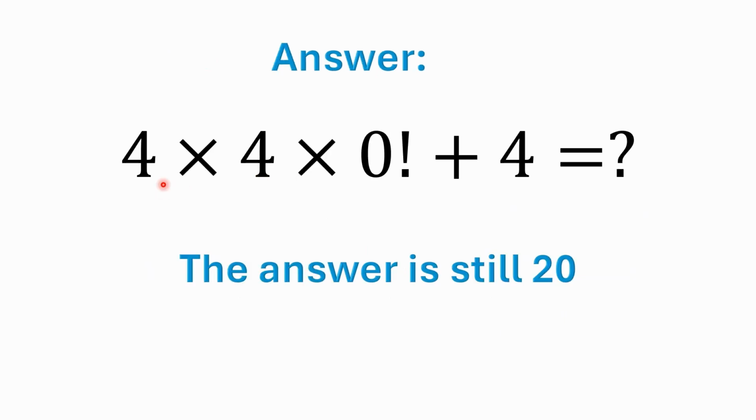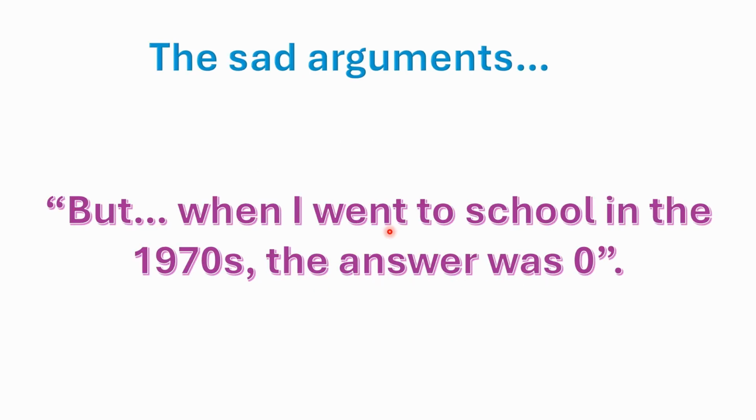You could write this out, 4 times 4 times 0 factorial, and then add the 4 on the end. The answer is still 20. It doesn't matter. The way that it was originally arranged, the answer is still 20 because the factorials have precedence over multiplication. The multiplication still has precedence over addition, regardless of what order it's written in. So the answer is still 20.